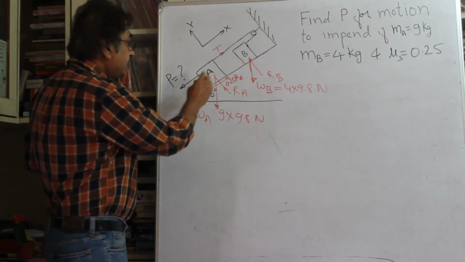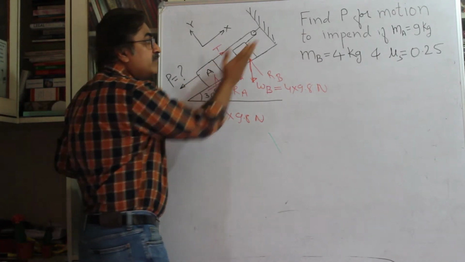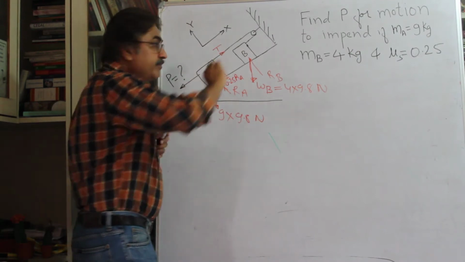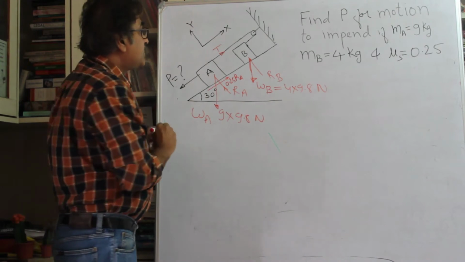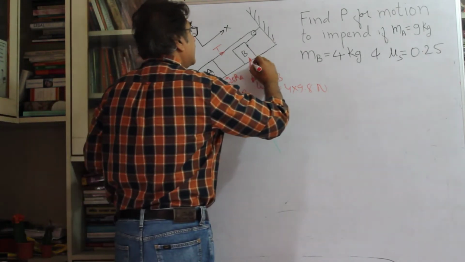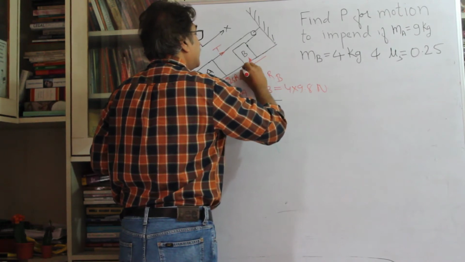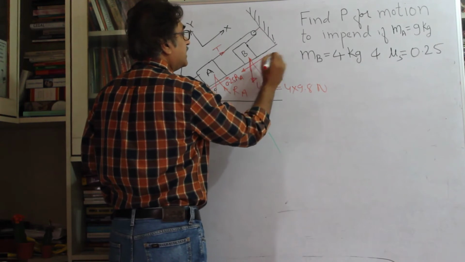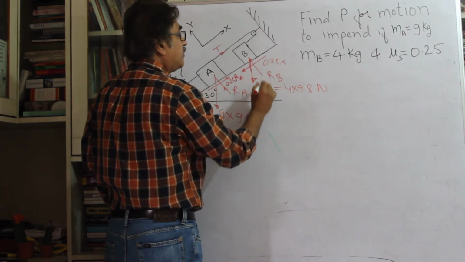Now in this case, when this body starts moving downwards, this body will be pulled upwards, fine, because this is a pulley. And when this is being pulled upward, the frictional force will be opposite to it. So the frictional force in this case is going to be, this is the frictional force, right? And I'll write friction as equal to 0.25 into RB.